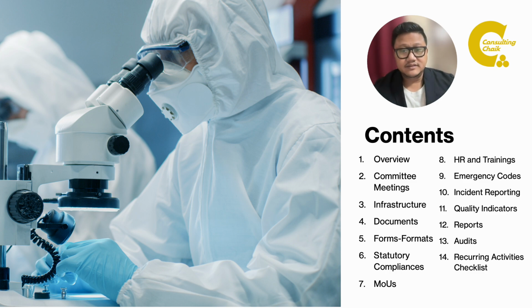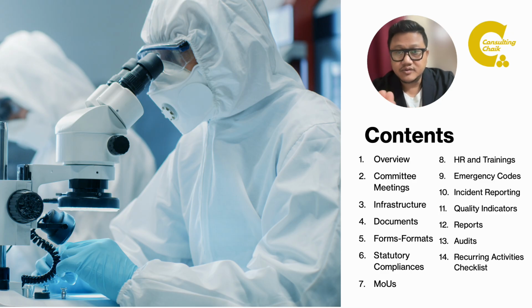So these are the contents. In this first part video, we will be talking about the overview. Then we'll talk about committee meetings. Then something about infrastructure. Then about documents. Then forms and format. The licensing part, statutory compliances, and then MOUs. Then in the next video, we'll talk about HR trainings, emergency codes, incident reporting, quality indicators, certain reports, audits, and recurring activities. So do not miss any part of this video. Please watch this video till the end.